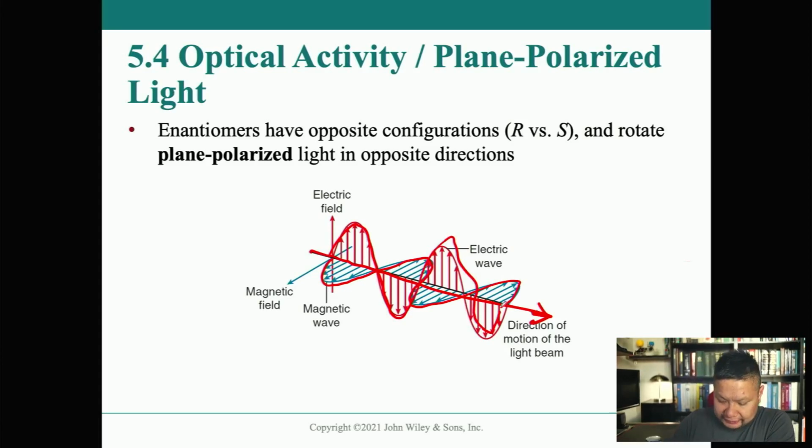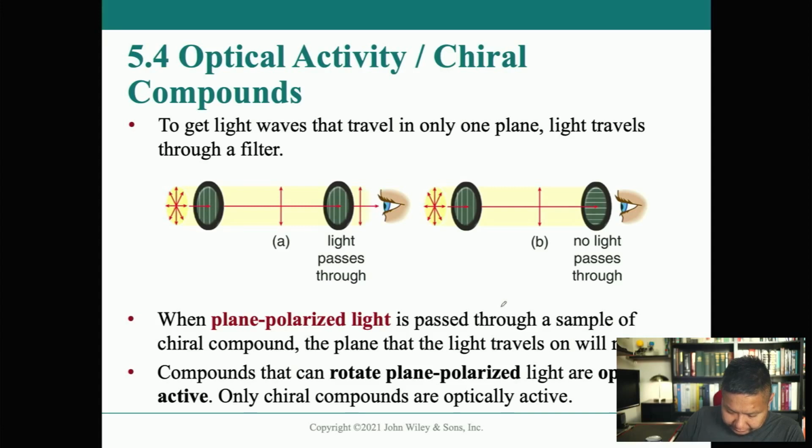A little bit of review of physics there, right? So why this is important is because enantiomers have opposite configurations, where it's R versus S, of course, and rotate plane polarized light in opposite directions. We'll touch more on that here. To get light waves to travel in only one plane, light travels through a filter, right? And when plane polarized light is passed through a sample of a chiral compound, the plane that the light travels on will rotate.